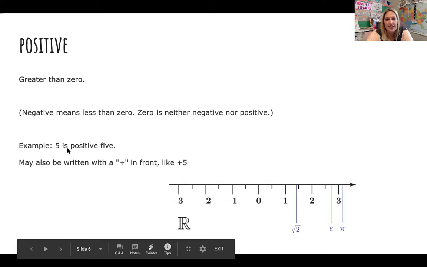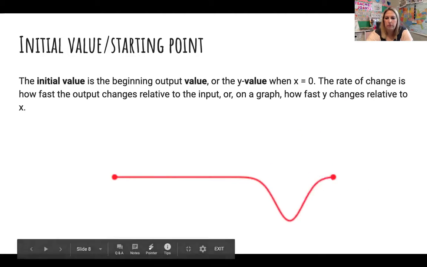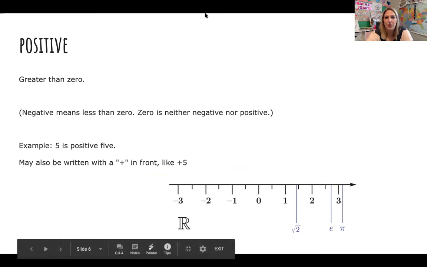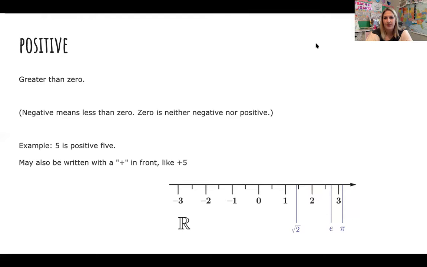So really quickly, an example is 5 is positive. 5 is a positive number. So as you can see on my number line, I'm sorry, it cut off a little bit, but you would still have after 3 comes 4. And after 4 comes 5. 5 is a positive number.